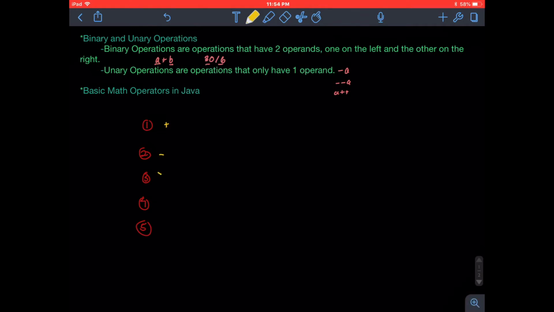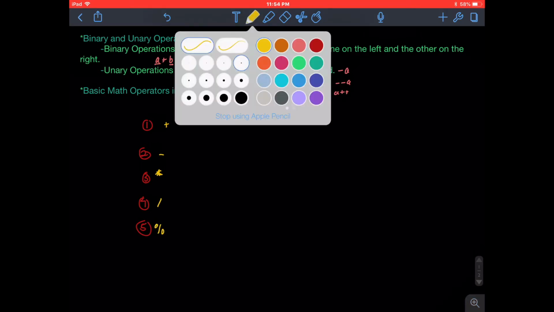Usually we write multiplication by a dot or an X symbol, but in Java we use an asterisk. Then we have division, and in division we usually represent division in Java by using a slash, and then finally we have the fifth one, which is kind of interesting. We use modulus, which is a percent symbol. Now let's go over what all of these are.